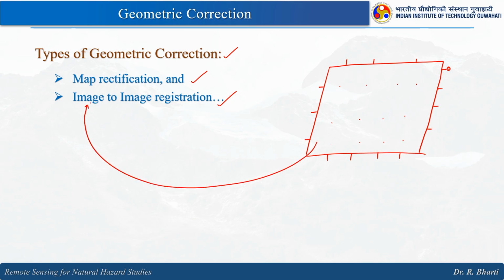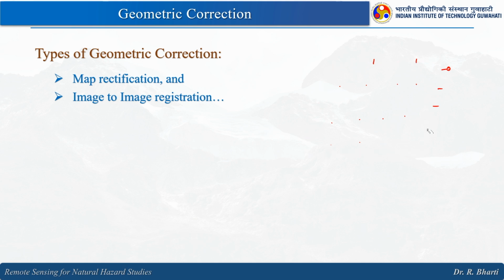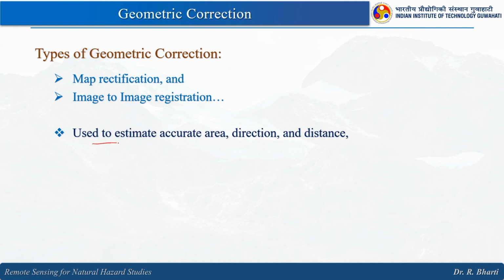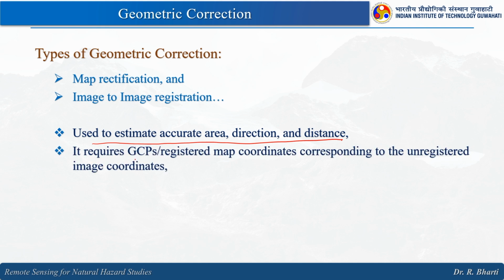Once we have this rectified map, then we can use it for image to image registration. Here this image will be your reference image, right. So, first we will go with map rectification if you have only one toposheet. And if you are trying to correct your satellite image, then first you need to have a reference map. It can be directly from your GPS or it can be from a toposheet. It is used to estimate accurate area, direction and distance information. It requires GCPs or registered map coordinates corresponding to the unregistered map coordinates.